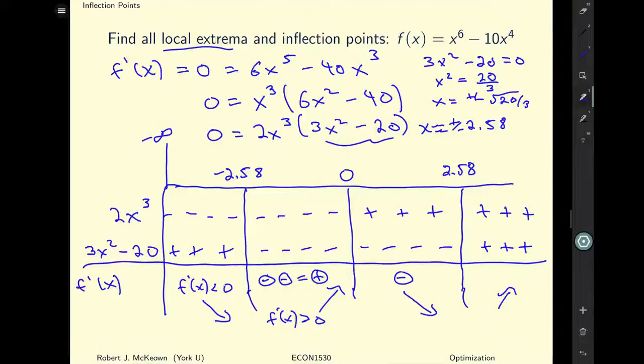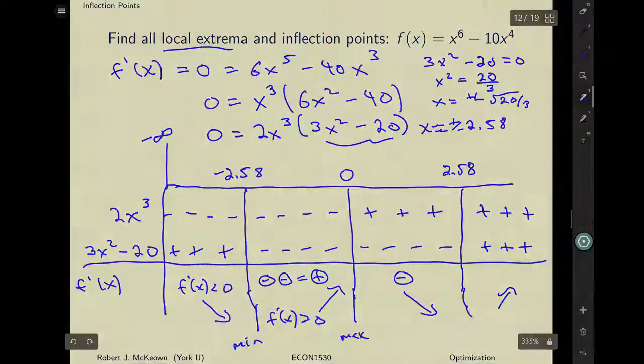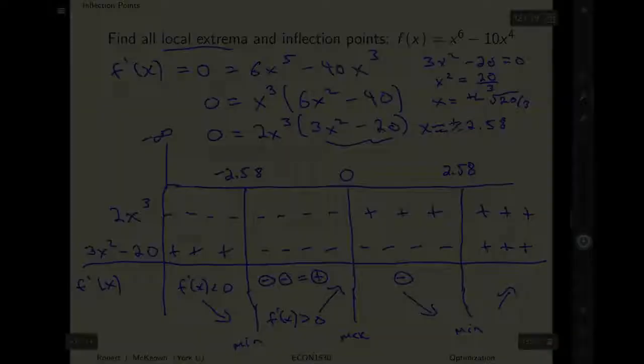And so what have we got? We've got a minimum. We've got a max. And we've got another minimum over there.